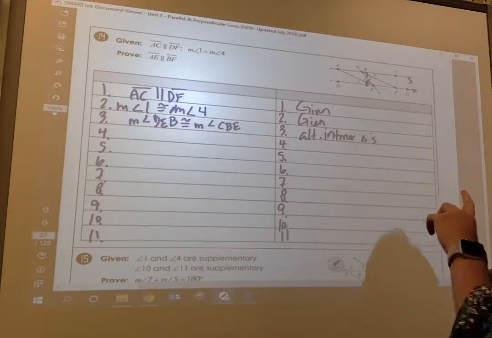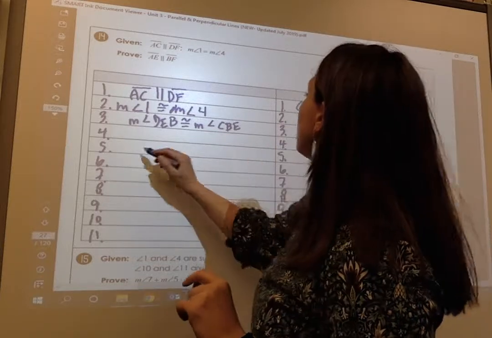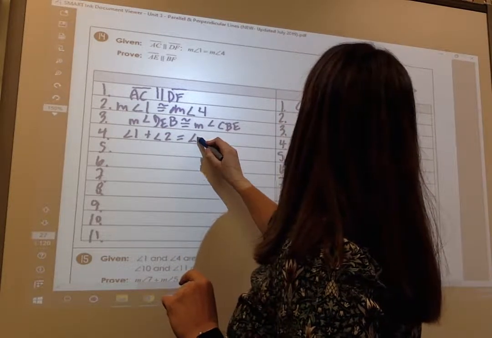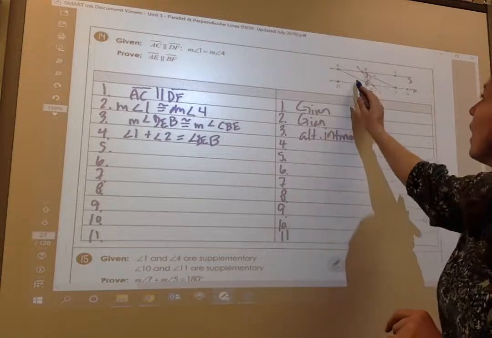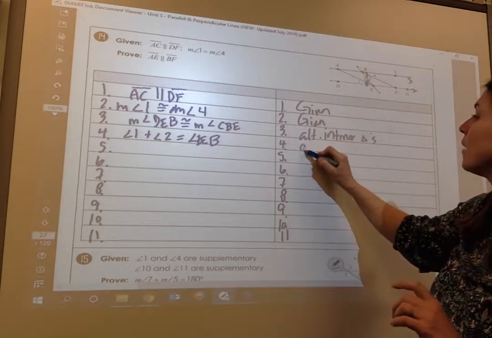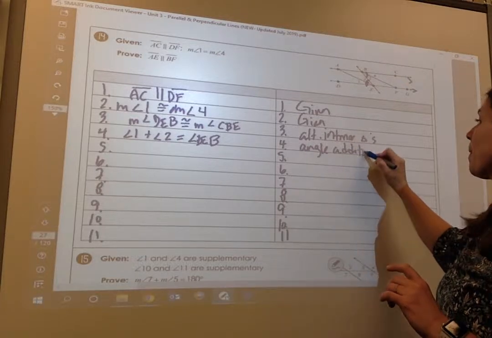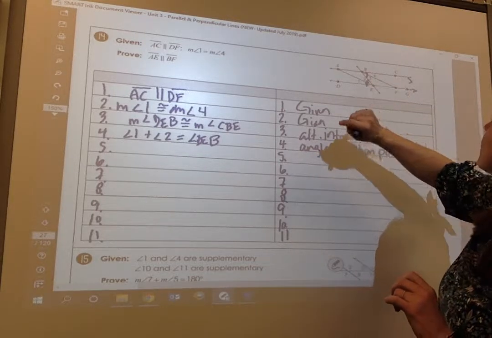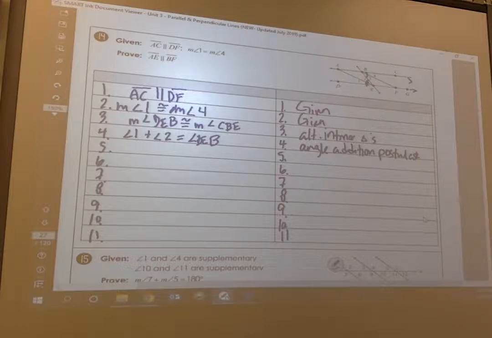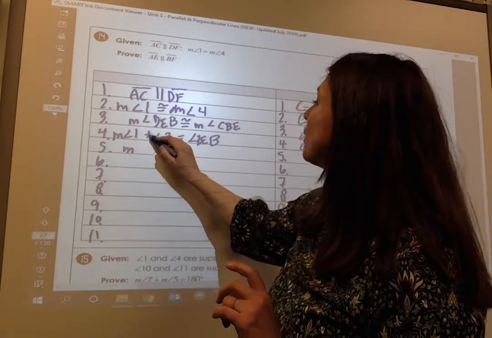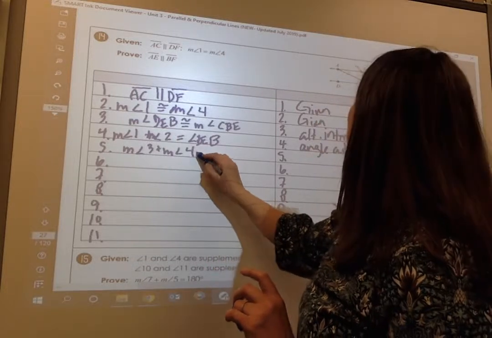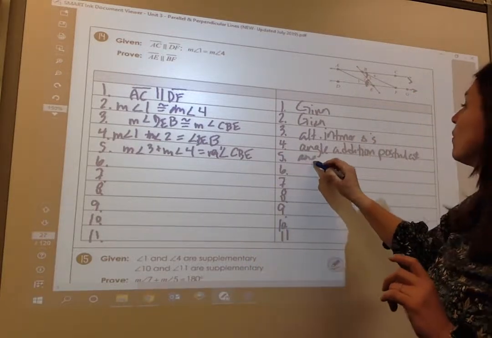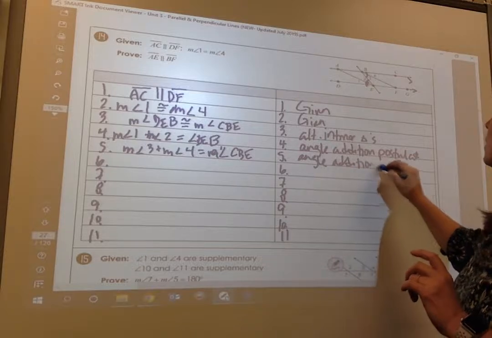Now, I'm going to say that angle 1 plus angle 2 equals angle DEB. Angle 1 plus angle 2 equals DEB, and that's the angle addition postulate. Okay? Now, by that same respect, I can say that angle 4 plus angle 3 is equal to CBE. So now I'm going to say that the measure, I should have put measures up here, measure of angle 3 plus measure of angle 4 is equal to measure of angle CBE. And that is also the angle addition postulate.